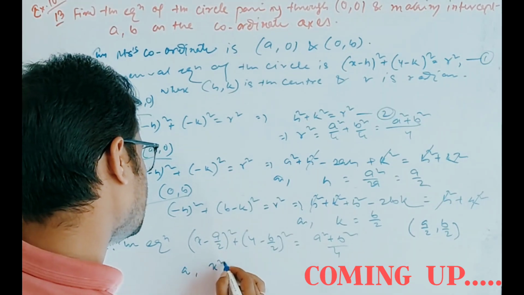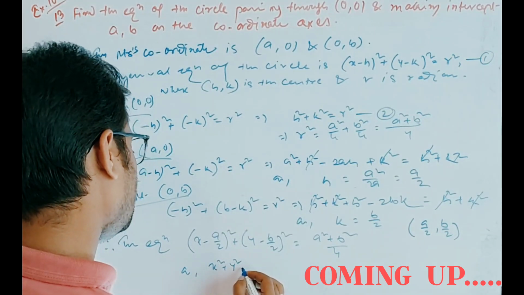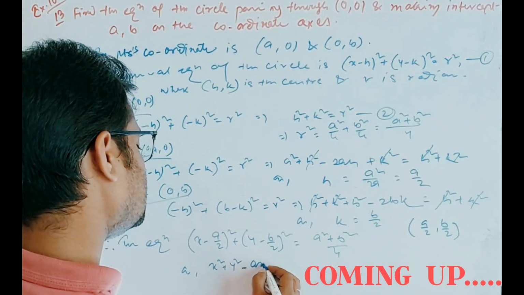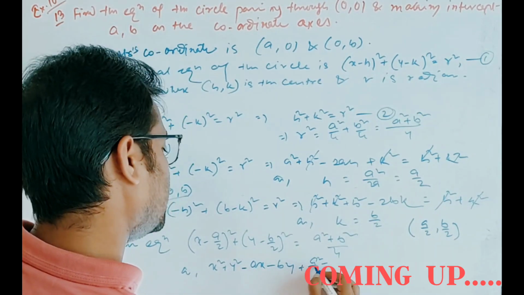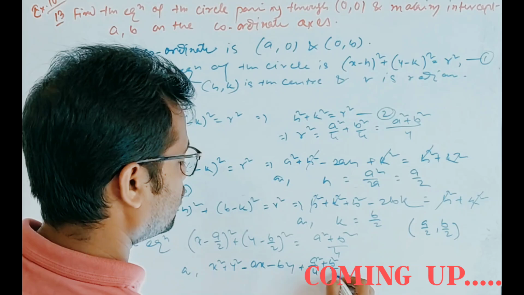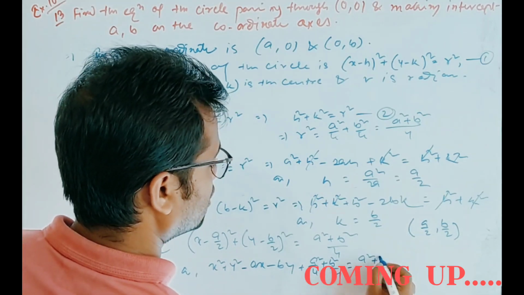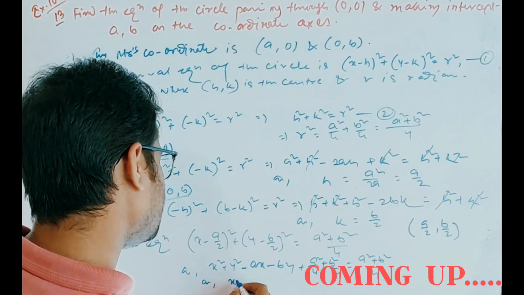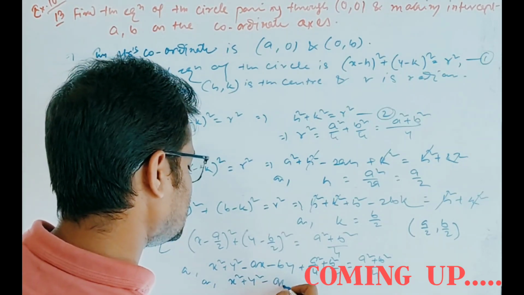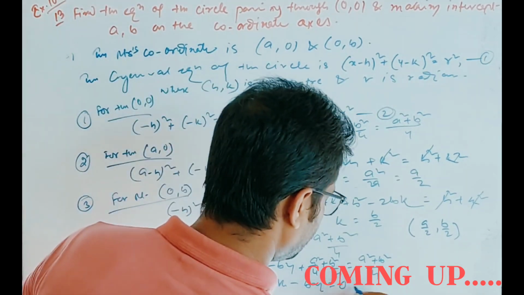Just simplify x square plus y square minus ax minus by plus a square by 4 plus b square by 4 equal to a square plus b square by 4. So those two terms will be cancelled out. Therefore, we have x square plus y square minus ax minus by equal to 0. That will be your answer.